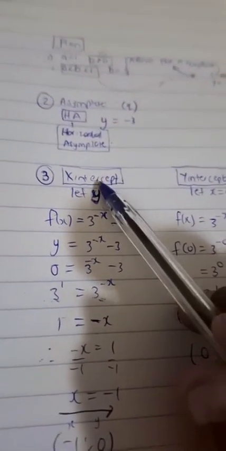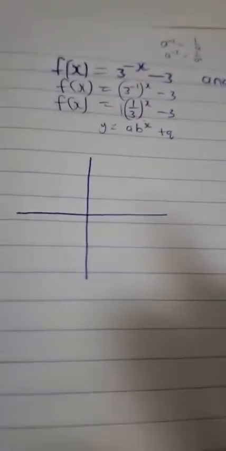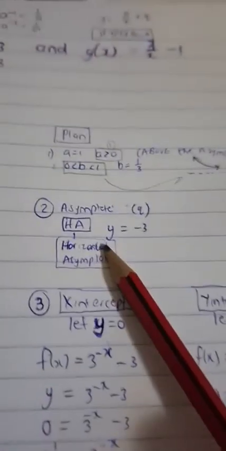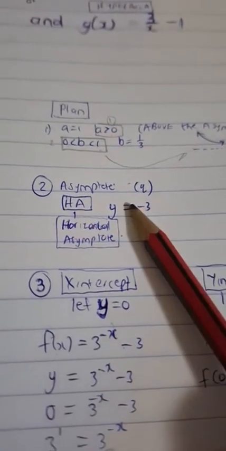Done. So we have two of the points, x-intercept and y-intercept. I think now we are ready to sketch. So when we are ready now to sketch this function, f of x is equal to 3 to the power negative x minus 3, the first thing we do is we go and indicate where the asymptote is.